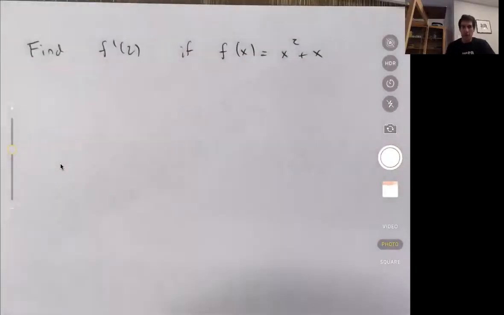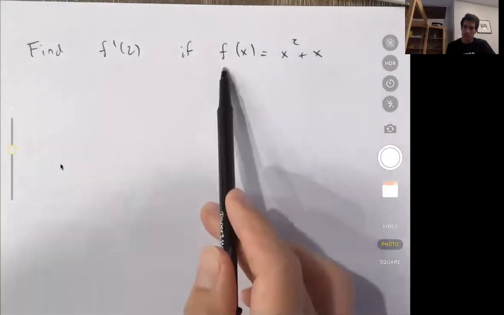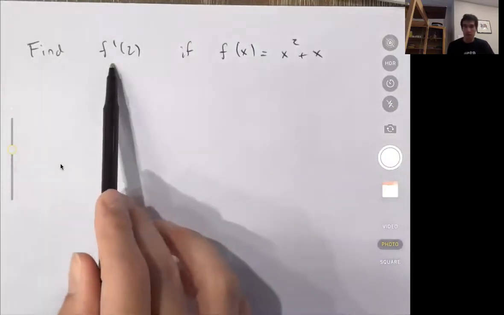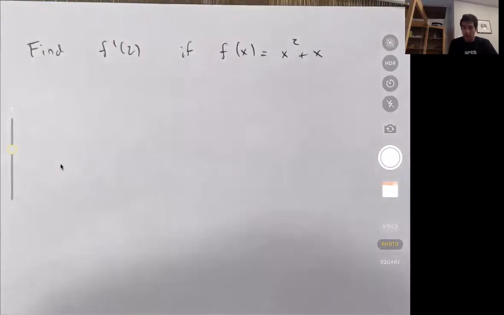Okay, in this video, we're going to compute the specific value of a derivative of a specific function at a point. So this is the function f of x is x squared plus x, and I want to compute the derivative at x equals 2. Okay, so to do that, I'm going to use the definition of the derivative.